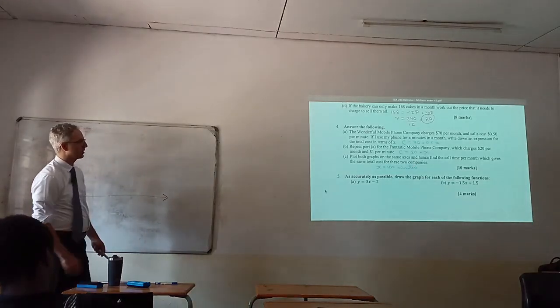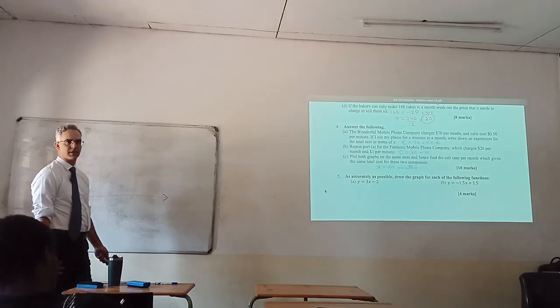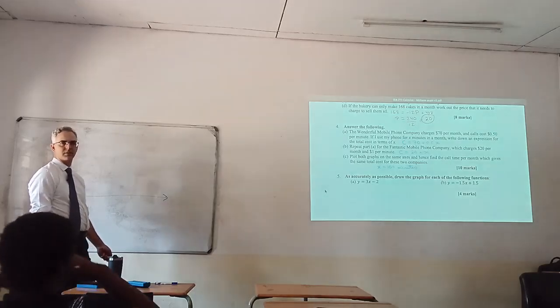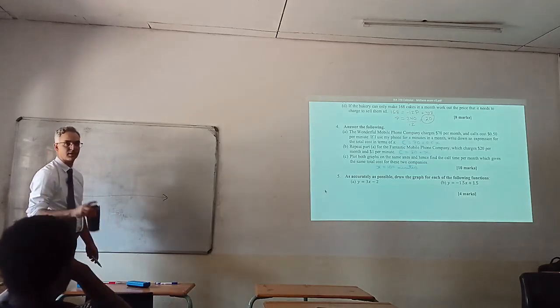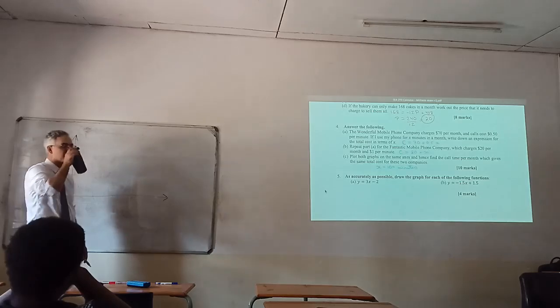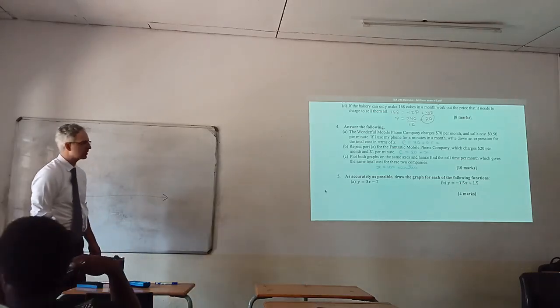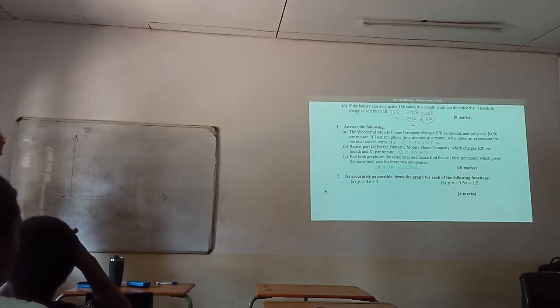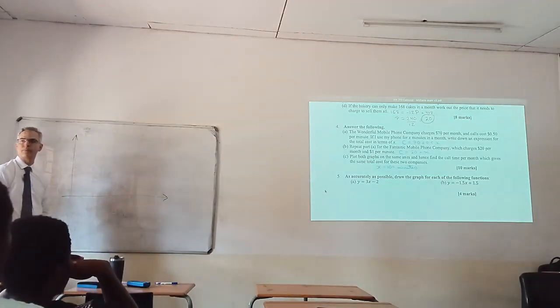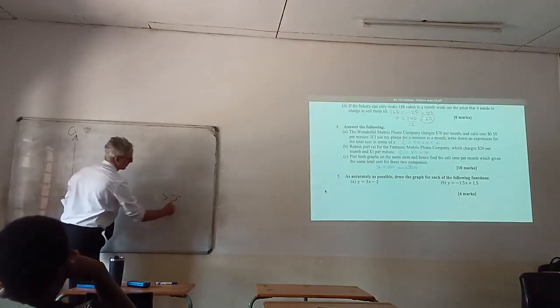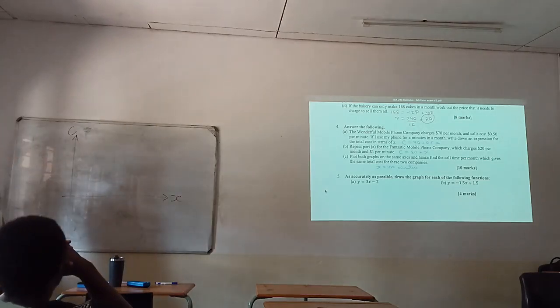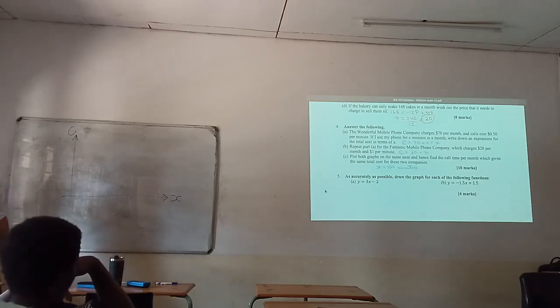The two variables are, one of them is x, how many minutes I talk. What depends on x? The cost. So which one goes on the horizontal axis? Which one goes on the vertical axis? Vertical cost. And then horizontal x, the number of minutes. Now it says plot both graphs on the same axes. Do we know what that means, on the same axes?